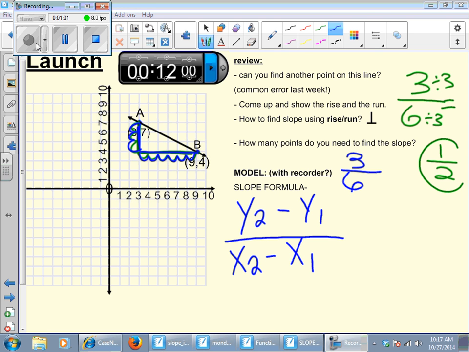Now let's see, using the formula, if we get the same slope. Let's see if we get the same slope using the formula.